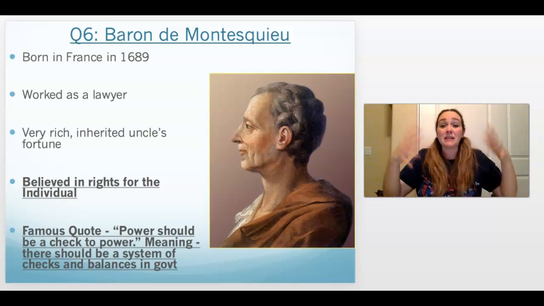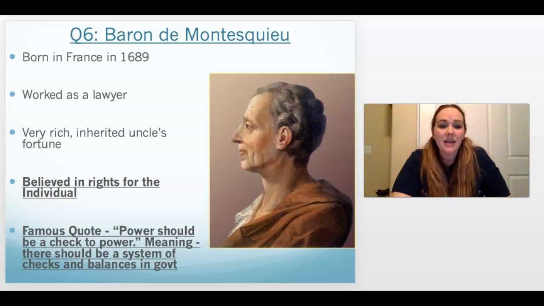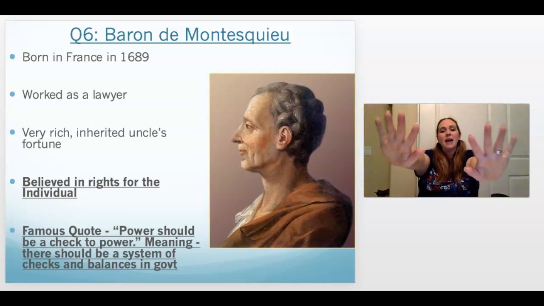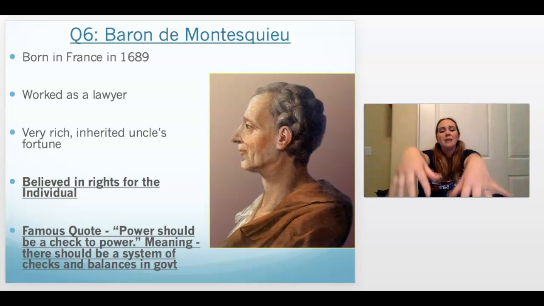And so he's been exposed to John Locke's ideas about natural rights and rights for individual people. Okay. And Montesquieu does a lot of philosophy and thought about how government should work, the government's role in a person's life. All right. He has a really famous quote where he said, power should be a check to power, which means there should be some sort of system in government that is checks and balances. You shouldn't just blindly give all the power to somebody and accept that they have it and accept whatever they say as gospel and it must be correct.